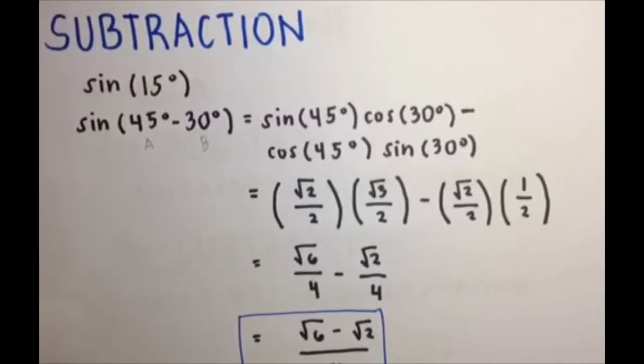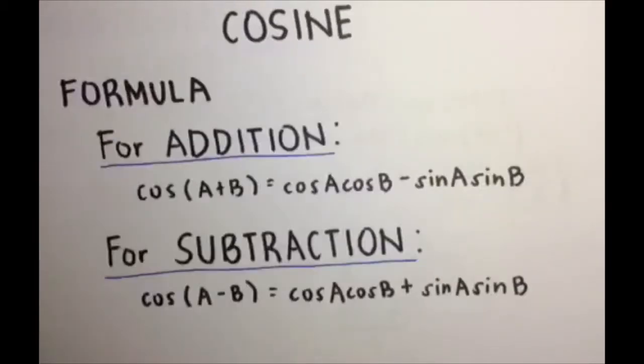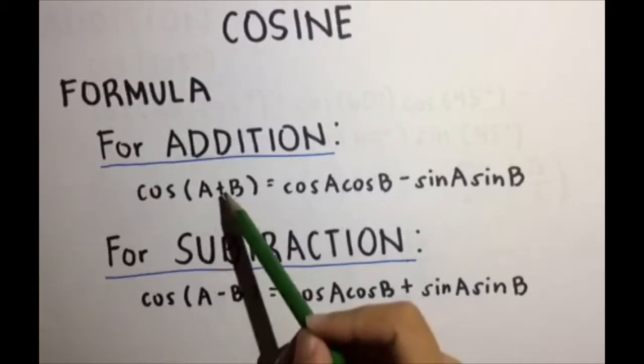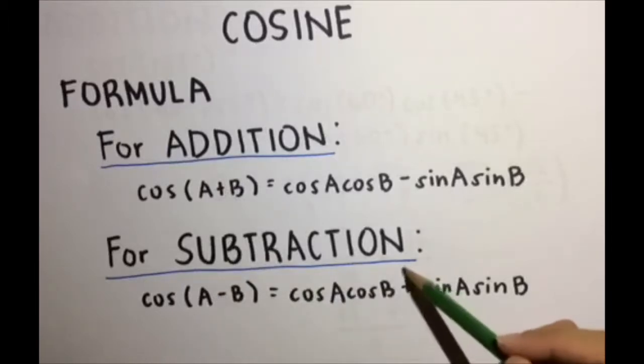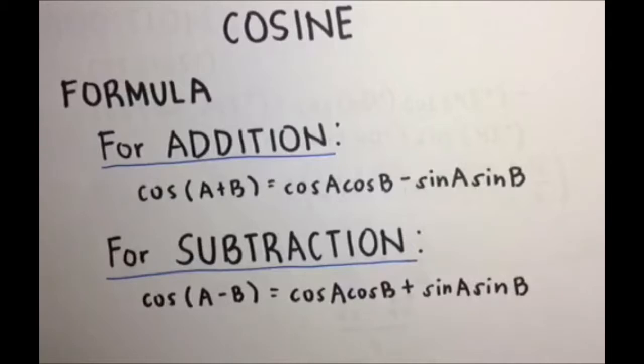Since we are done now with sine, let us now go with cosine. Here are the formulas for cosine. For addition, we have cosine (A plus B) is equal to cosine A multiplied by cosine B, minus sine A times sine B. For subtraction, we have cosine (A minus B) is equal to cosine A multiplied by cosine B, plus sine A multiplied by sine B. Notice here that we have a change of sign in adding and subtracting an angle. It is very important not to forget this part so you can have a correct answer in solving the problem.